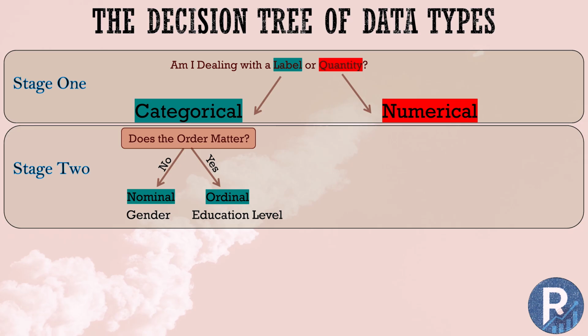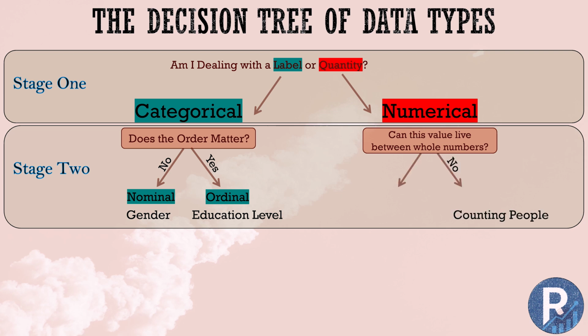Education level? Order matters. That's ordinal. If your variable is a quantity, ask, can this value live between whole numbers? Counting people? No. Discrete. Measuring weight or time? Yes. Continuous.